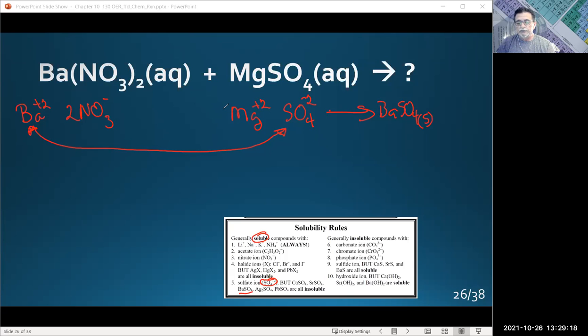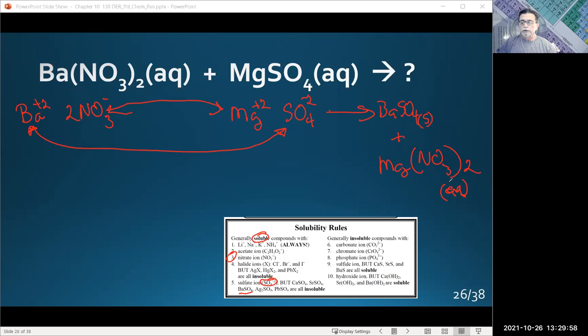Now I just exchange the other 2, and that would be the magnesium with the nitrates. You can see here magnesium has a +2, nitrates have a -1. So to put them together, I need 2 nitrates. So I have magnesium, and I use parentheses, and I need 2 of them. Number 3 of the solubility table, all nitrates are soluble. So quickly I can put AQ.